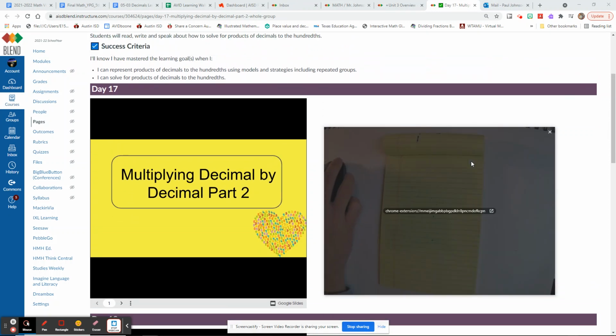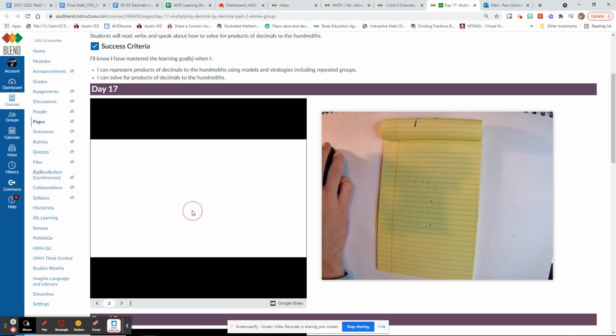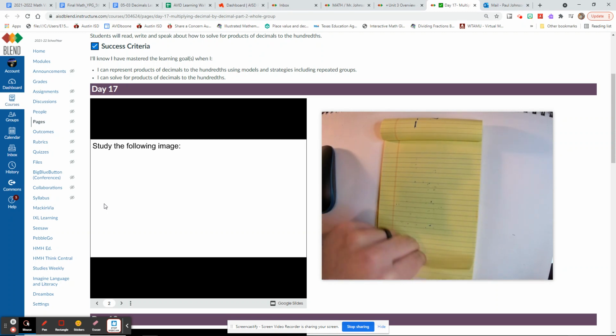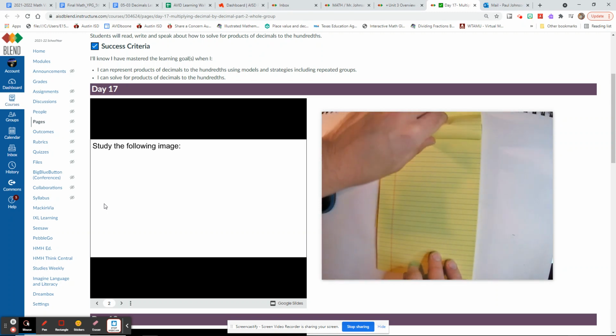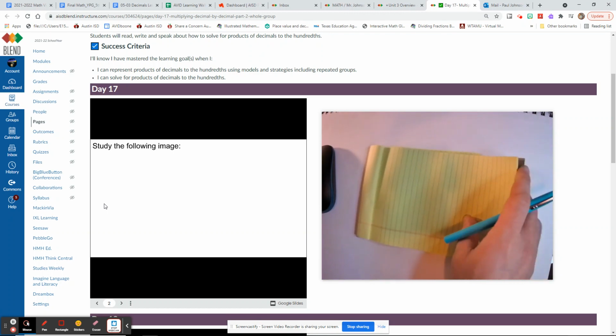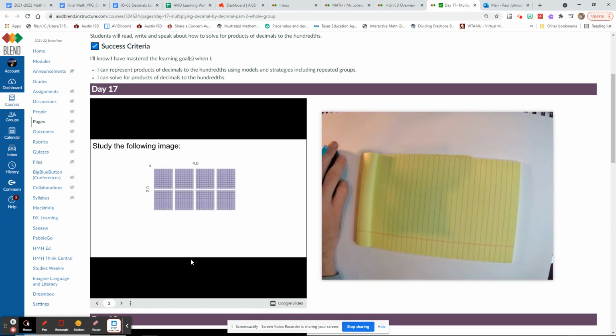When we have larger pieces, so maybe like whole numbers and decimals included. Let me flip another page because that page is kind of messy. All right, so study the following image. Take a look at it.